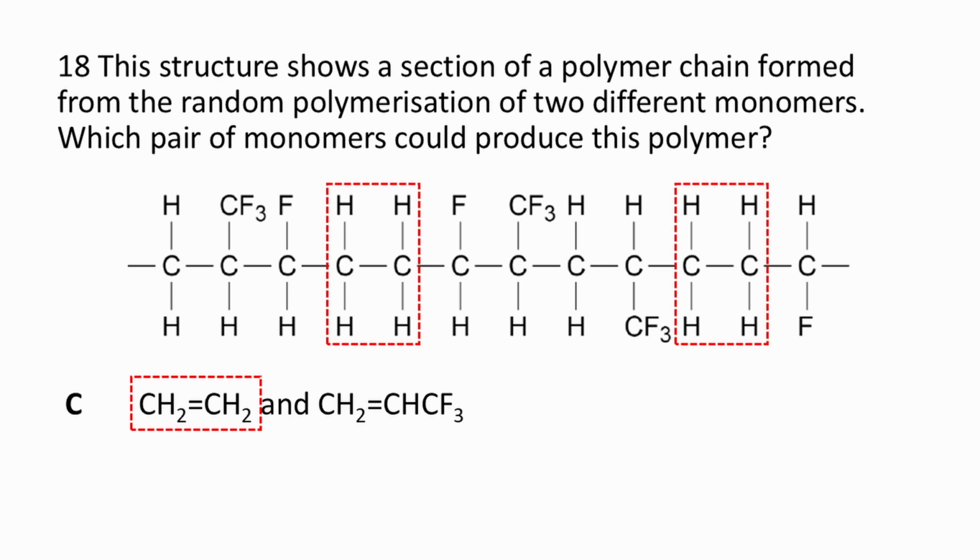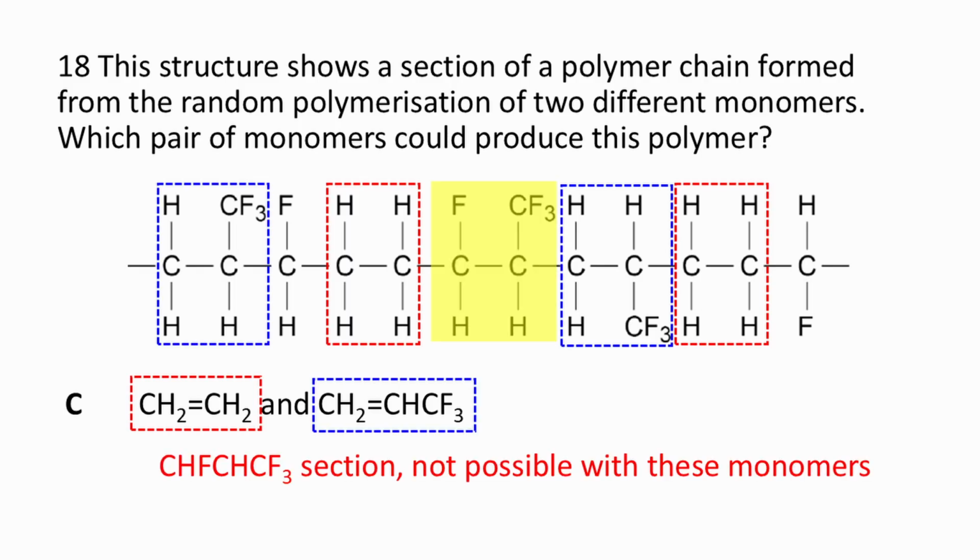Now let's look at option C. In a similar way, I have drawn a red rectangle around the sections of the polymer that could come from the first monomer in C, CH2CH2. And now blue rectangles around the sections of the polymer that could be accounted for from the other monomer, and once again we can see that there are sections of the polymer that cannot be accounted for.